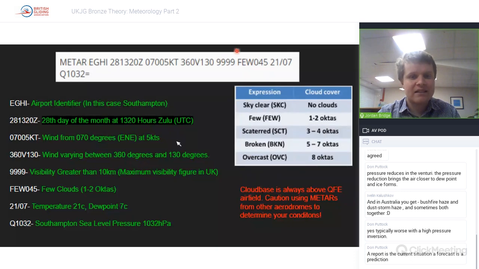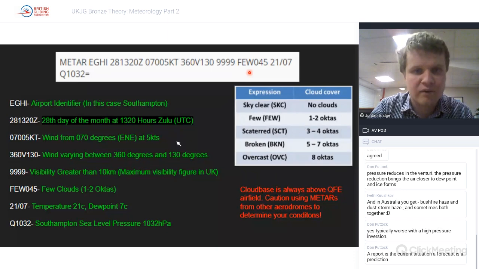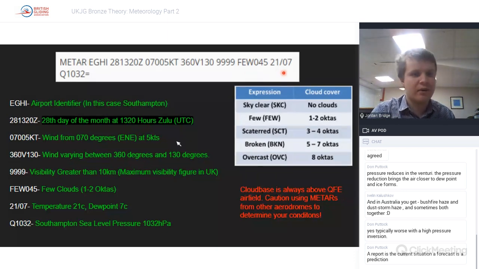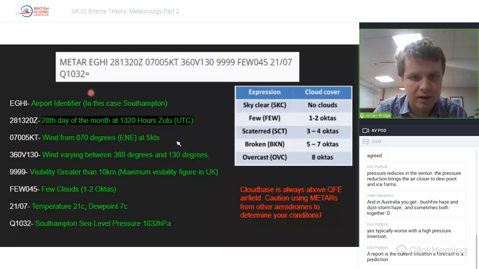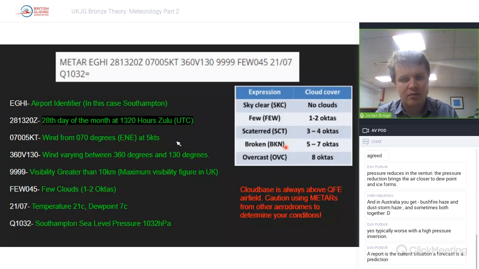Cloud base is then next, or so the first bit of cloud, as you can see here, is a few at 4,500 feet, temperature 21, dew point 7, and the QNH, the sea level pressure at Southampton, of 1032 hectopascals. You can see here that we'll either use few, scattered, broken, or overcast. Sky obscured is also used at times if it's really, really hard to tell.